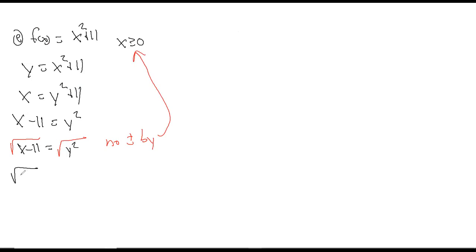So we get the square root of x minus 11 is equal to y. And then we switch our notation, so that's the square root of x minus 11 is equal to f inverse of x. And again, if you just want to swap the left and the right side, you can.